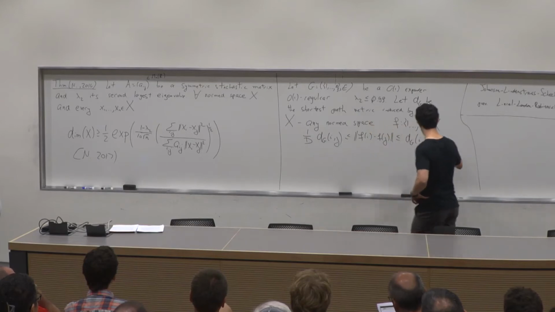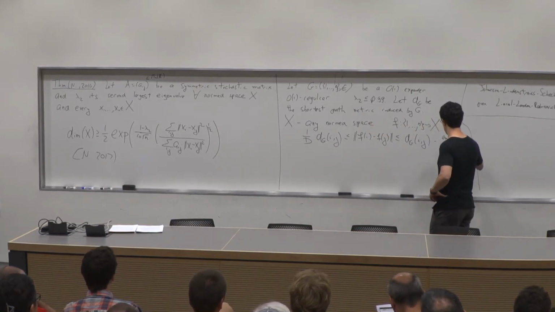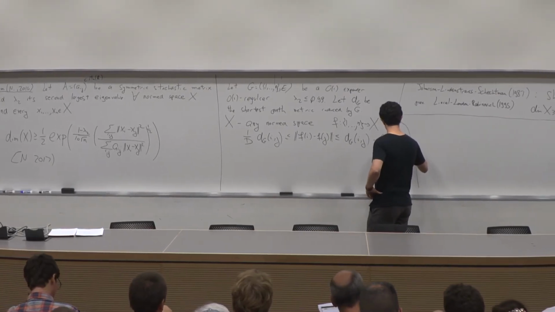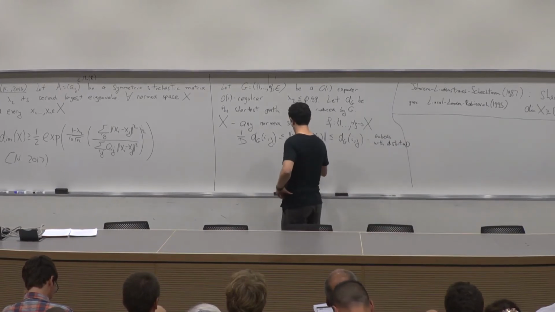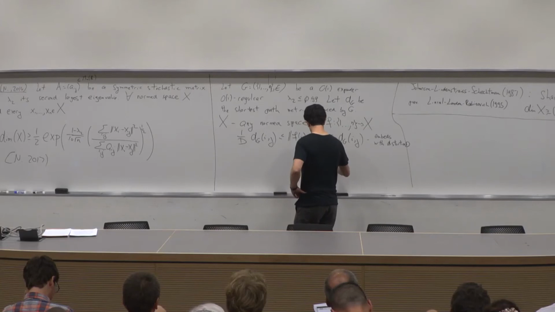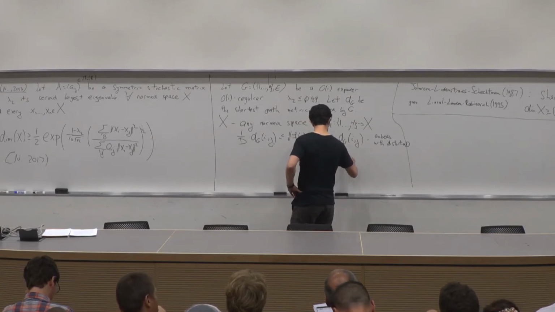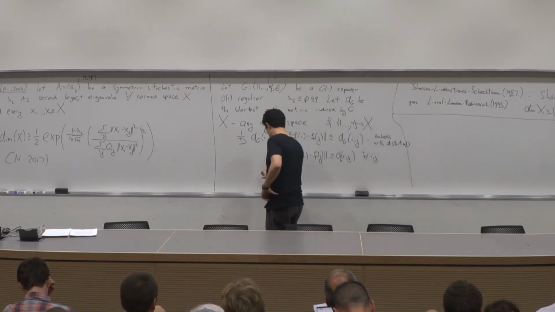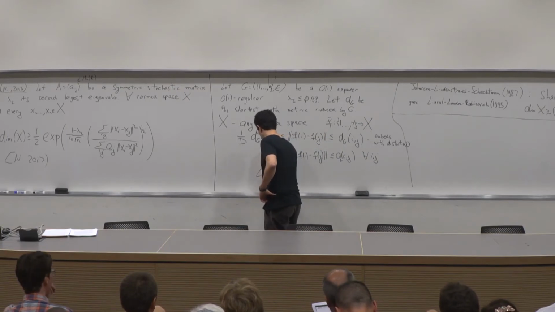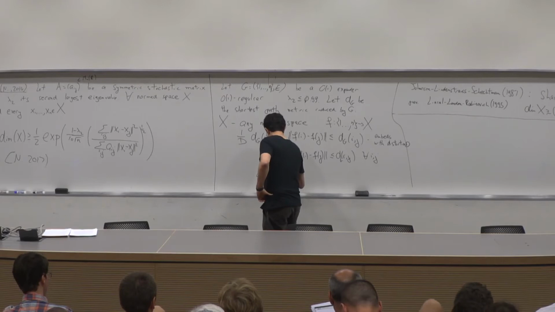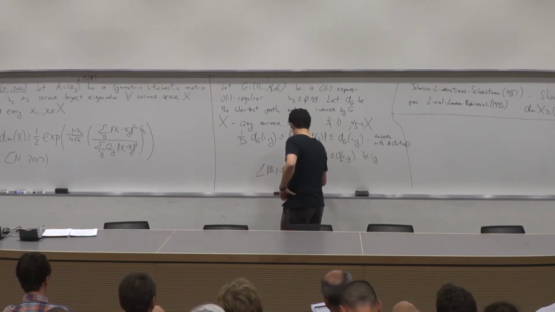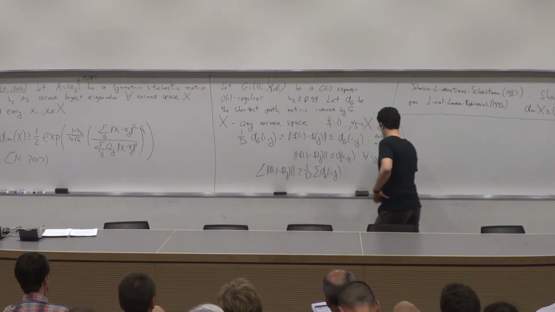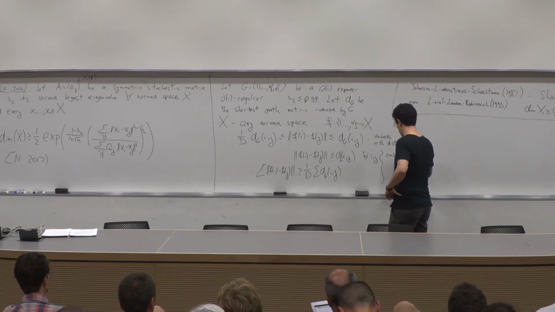Where was I? Whenever this happens, I'm going to say that it embeds with distortion D. And if we just have the upper bound for every ij, but the lower bound is an average, at least 1 over D, sum DG IJ, then I'll say, this is standard terminology, that it embeds with average distortion D.